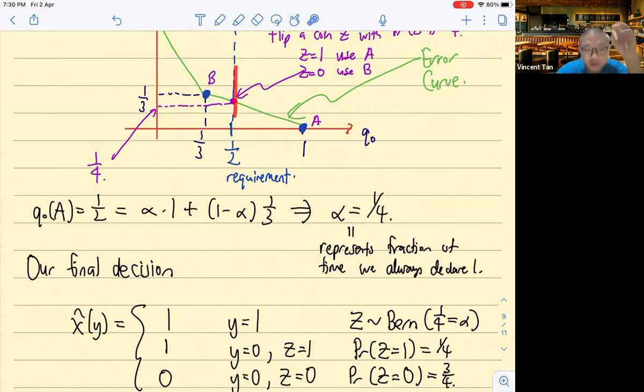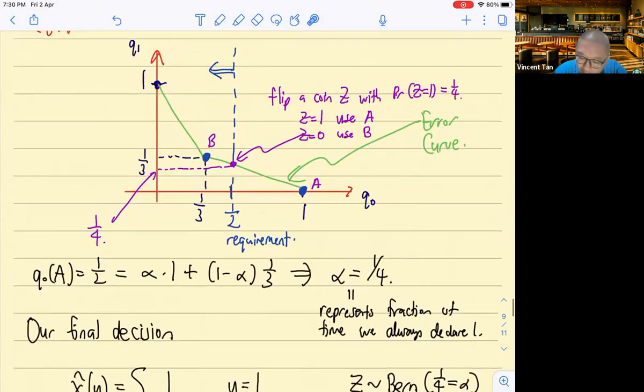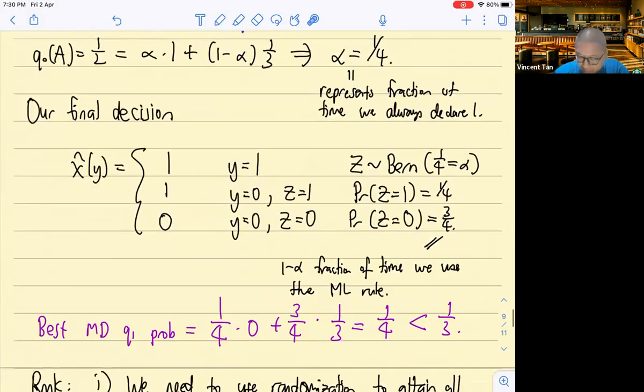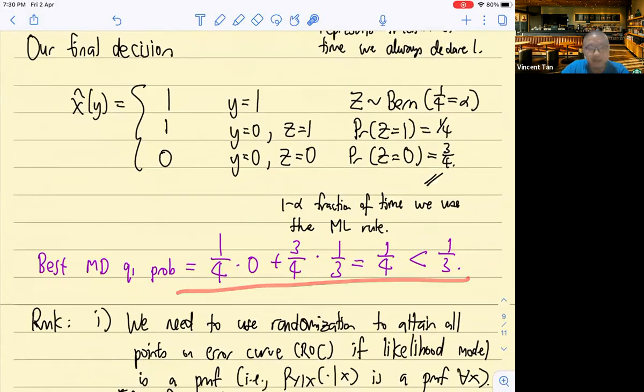Now, if you have one coin in your hand or a MATLAB randomizer, then you can flip a coin with the correct randomness here, and you can actually attain a better misdetection. 1/4 is smaller than 1/3, right? So your boss will be happier. In fact, we can calculate exactly the best misdetection probability. So we can do better.